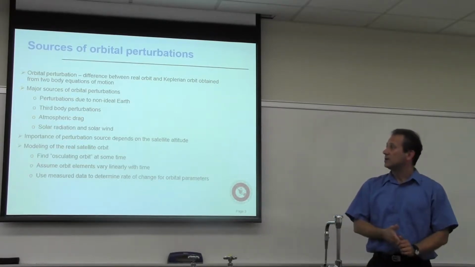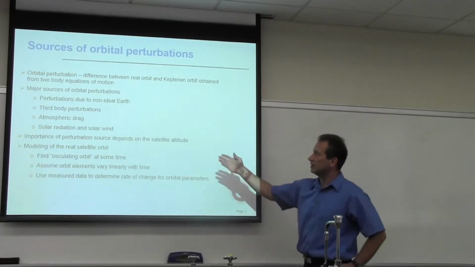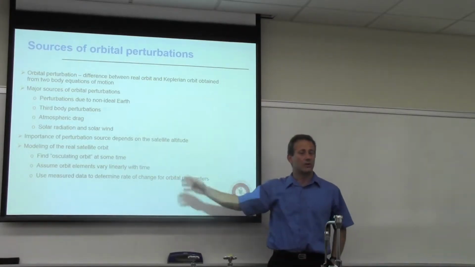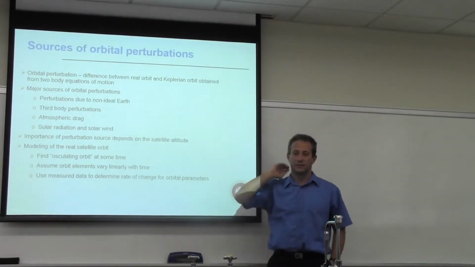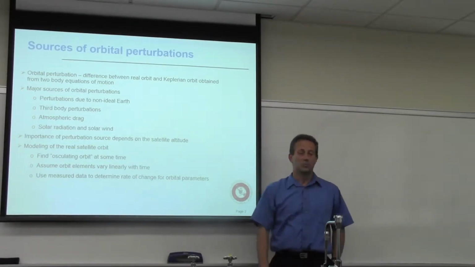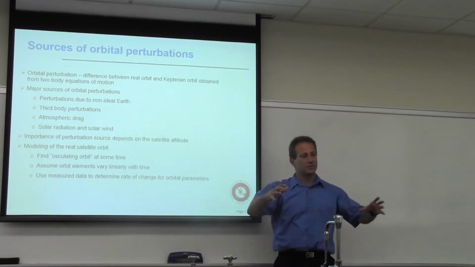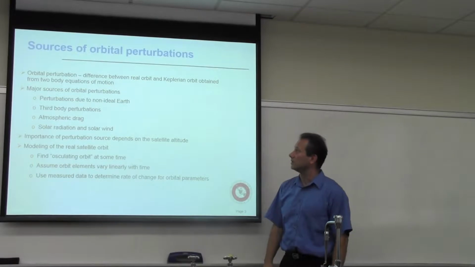The major sources of these perturbations are listed here. The first one is because the Earth is non-ideal, and I'm going to talk about what are the things that make Earth non-ideal. Then the fact that Earth is not the only mass around. There's the moon, there's the sun, and there's pull from those two that change the orbit of the satellite, especially if the satellite is in a geostationary orbit because it's relatively far away from the Earth.